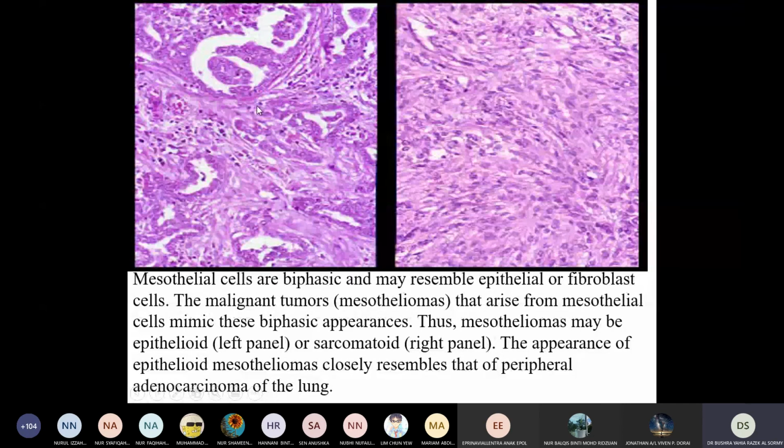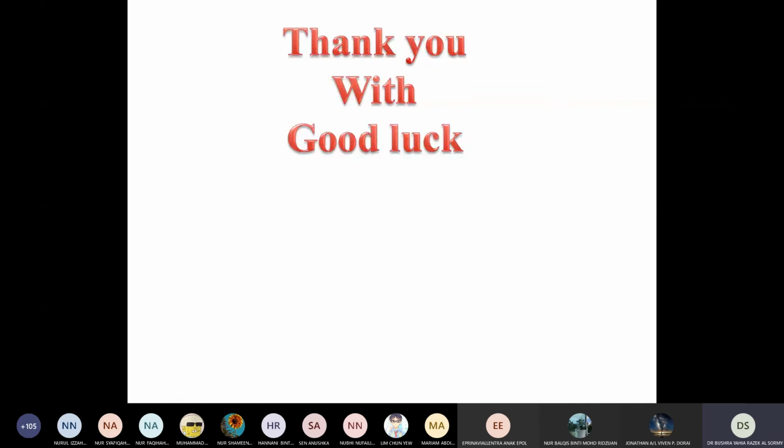The glands are also lined by malignant mesothelial cells. In this case, we may mistake it for adenocarcinoma, but we have to do a panel of immunohistochemistry to differentiate between adenocarcinoma of bronchogenic type and mesothelioma of the pleura. Okay, that's all. Any question?